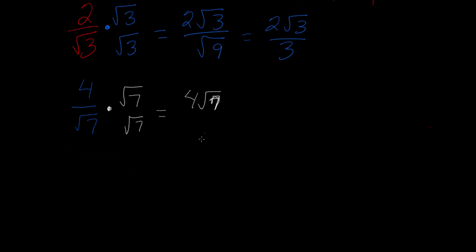4 square root of 7 divided by the square root of 7 times the square root of 7, which is the square root of 49. A little bit further, 4 radical 7 divided by the square root of 49, which is 7. Okay?